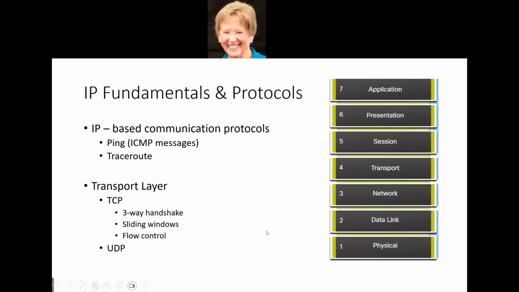Okay, so let's talk about IP fundamentals and protocols. There's our friend, the OSI model. We're going to talk a little bit now about IP, a couple of things we use with IP, the transport layer, and UDP. Those are the chapters. So IP is the network layer, transport layer is TCP and UDP. Those are basics we need to know like we can breathe. IP is network, transport is TCP, UDP.